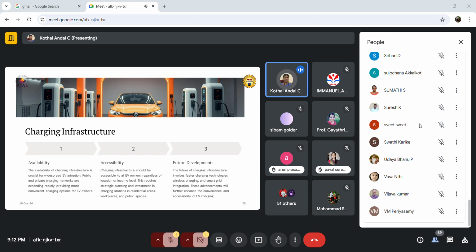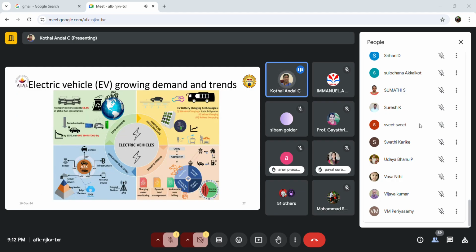Then future development is going on with wireless charging. As an academician, I am seeing more research papers on wireless charging and smart grid integration. This recent research may improve charging infrastructure. Overall, if you look at the current trends, we can divide them into four major categories: zero emissions, enhancing infrastructure, smart charging, and intelligent mobility.